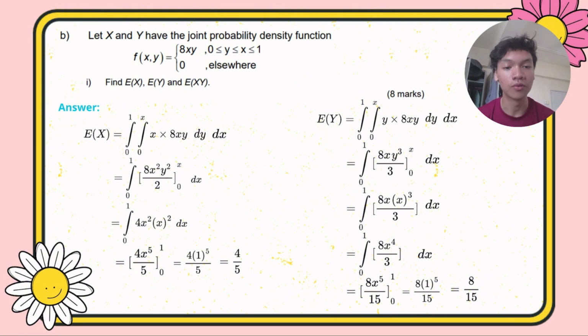got 4/5. And next, to find the expected value of y, we double integrate 0 to 1, 0 to x, and we multiply the density function with y, and we integrate with respect to y, substitute the limit 0 to x, and after that, we integrate with respect to x, substitute the limit 0 to 1, and the final answer we got 8/15.